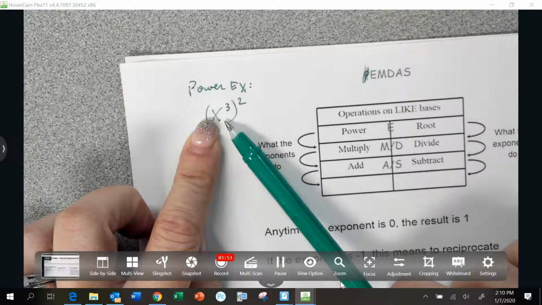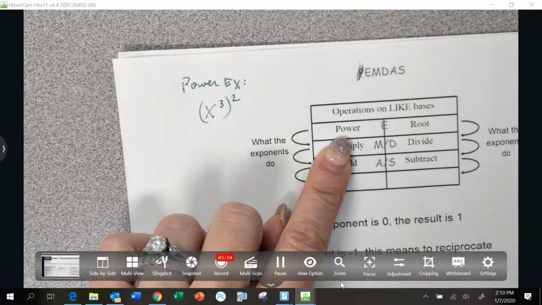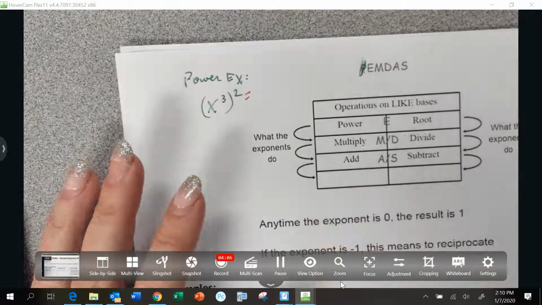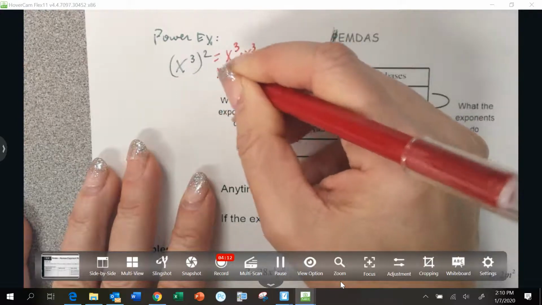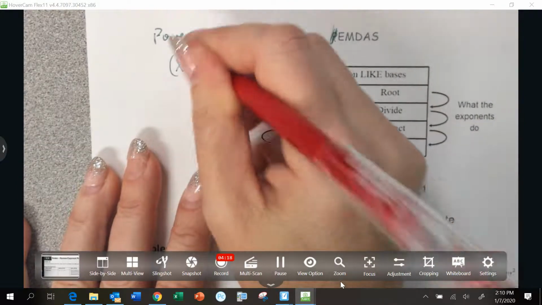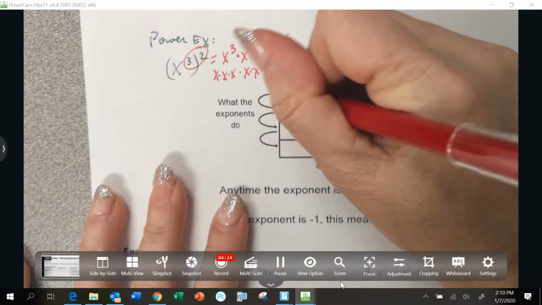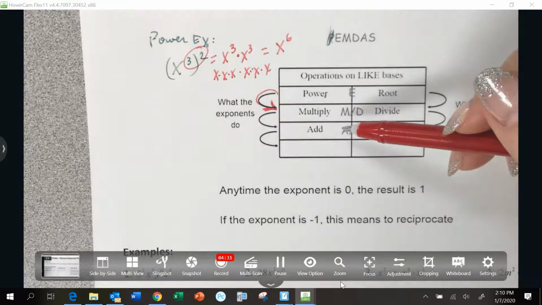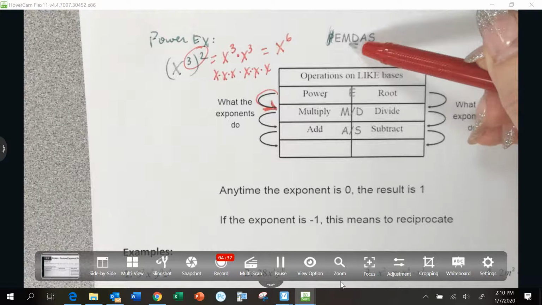But what actually happens to the exponents when I do a power? So here's the long way if you ever forget the rules, if you ever forget the trick, the shortcut. X cubed times x cubed is the same thing as x times x times x times x times x times x. X to the 6. So what did I do to these? Okay, so here's the trick. If we are doing power on the base, you actually do what's underneath in order of operations. You do what's underneath to the exponents. So if I know my order of operations, if I'm doing E, which is power, I will actually multiply my exponents together.